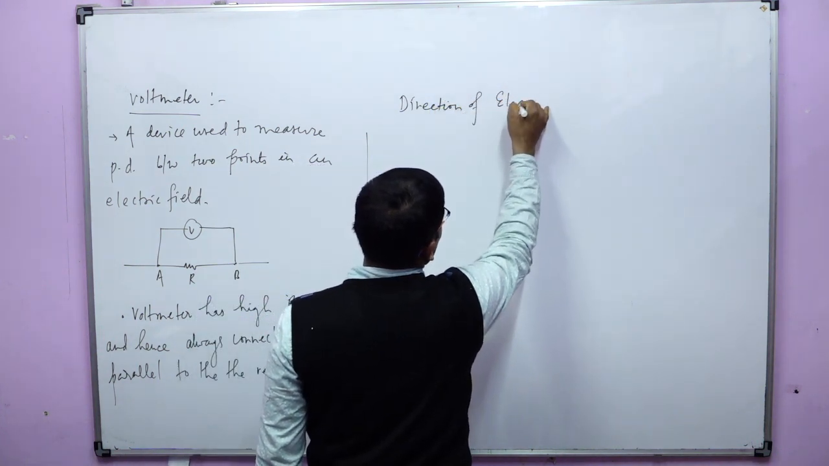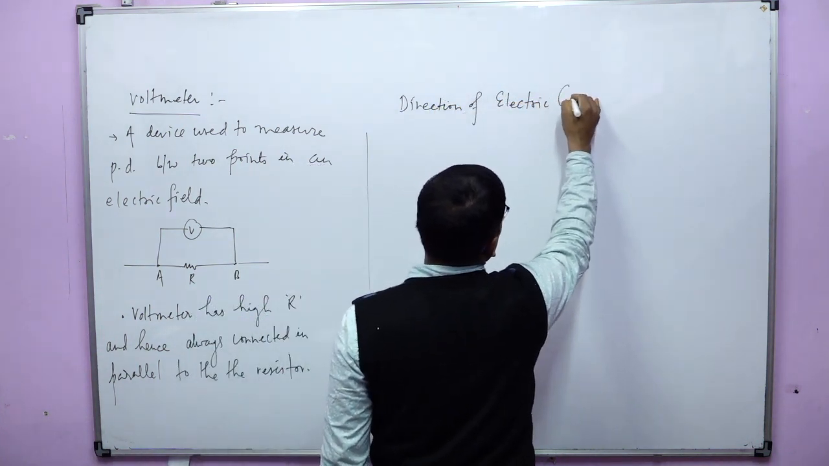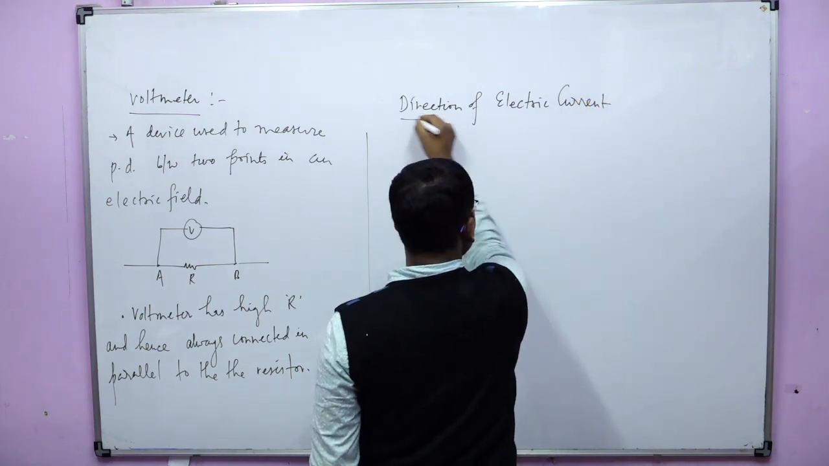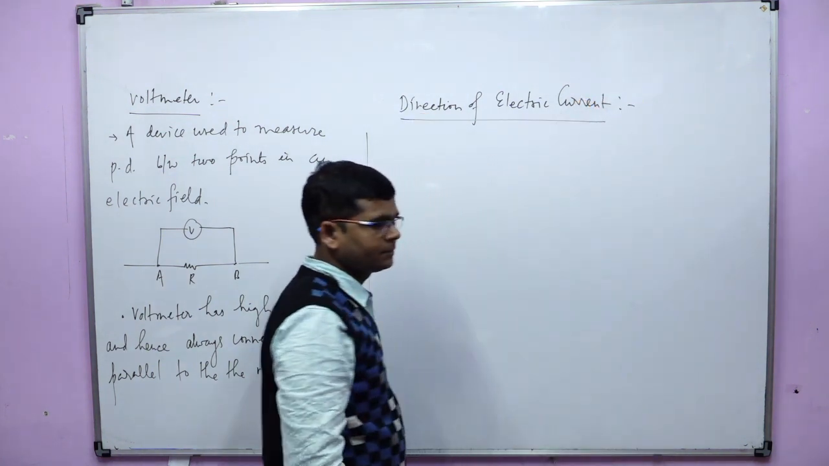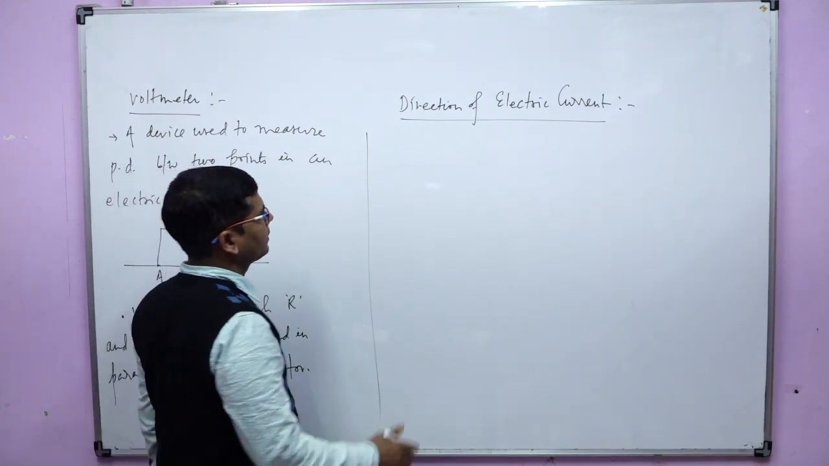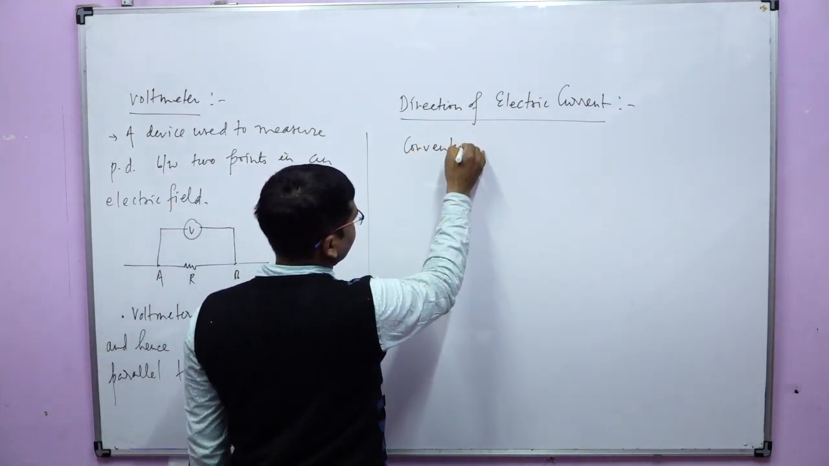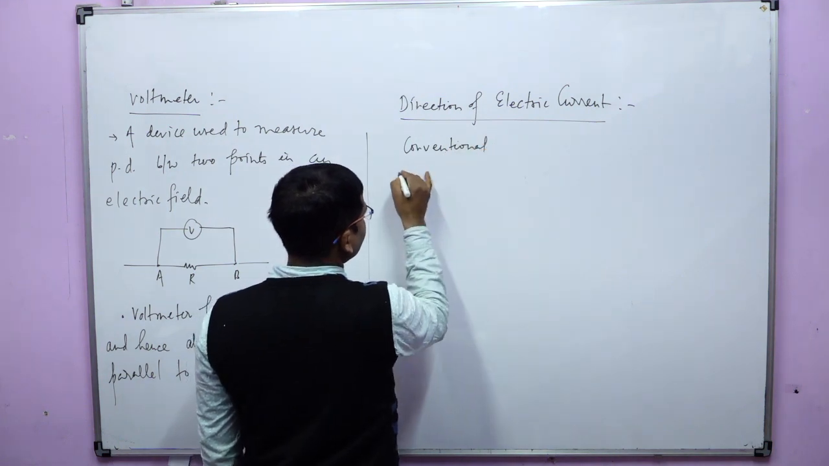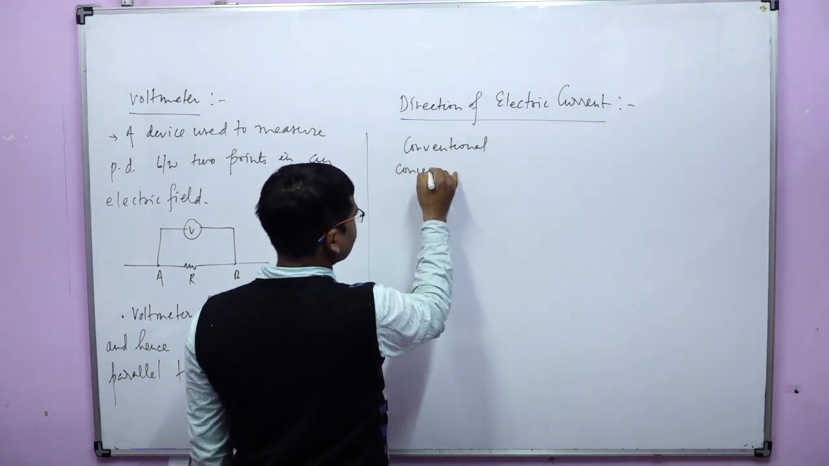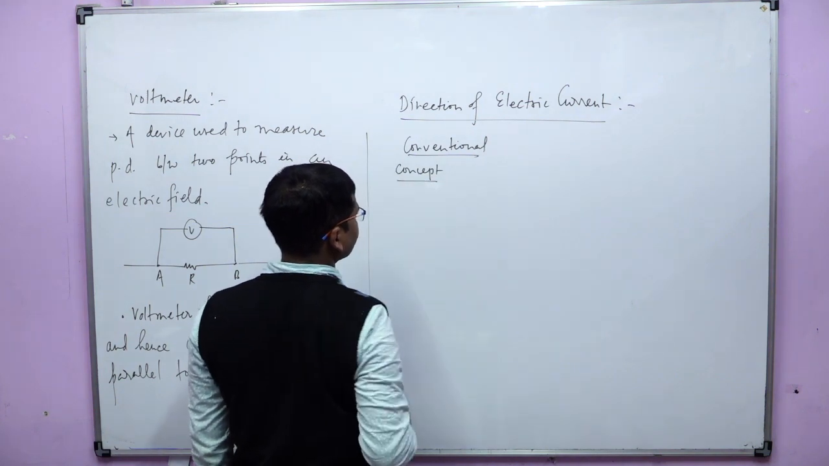Direction of electric current. Very simple, you have to understand that conventional concept, conventional direction or concept, what we have.